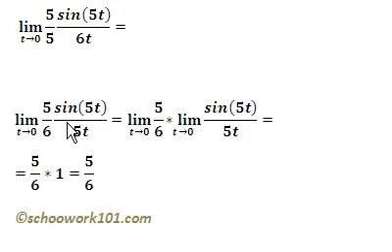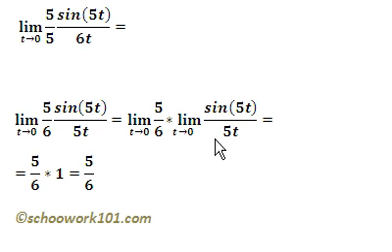And then by the properties of limits, we can break this up into two separate limits: the limit of 5/6 as t approaches 0 times the limit as t approaches 0 of sine 5t over 5t. Now because 5t in the sine here in the parentheses is the same thing as 5t here, both these numbers are the same, so this limit is going to equal 1.